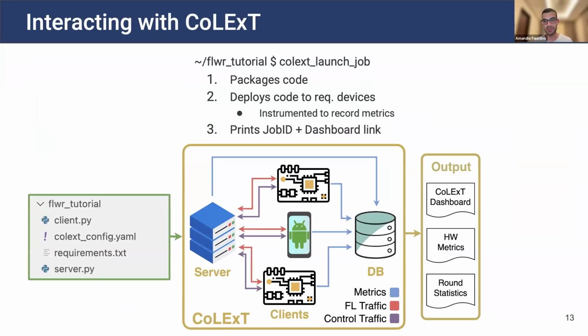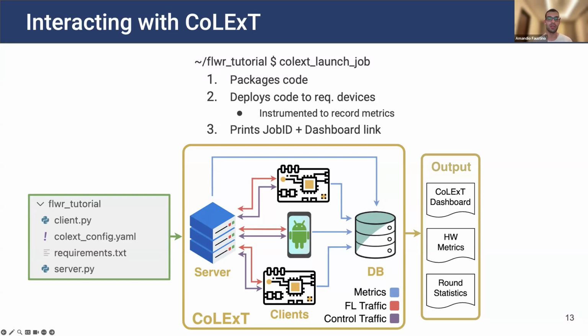After that, Collext takes over. At this point, all we need to do is, from the directory of the code, invoke a Collext command, which is called Collext launch job, to launch the experiment as a job. And this does a few things. One, it packages your code in a Docker container, for the HPC side, for example. And then it deploys it to the node that you requested as part of the configuration file of Collext. And now the code will start running on the devices.